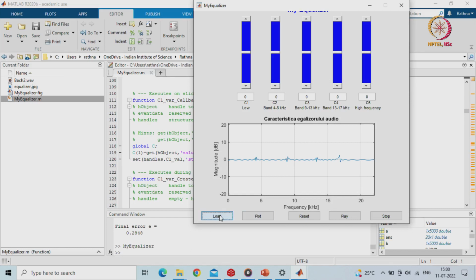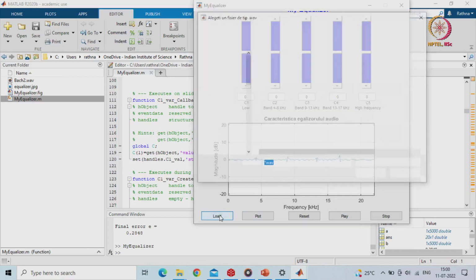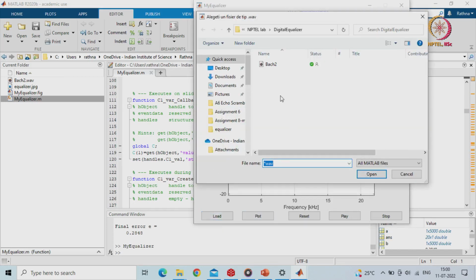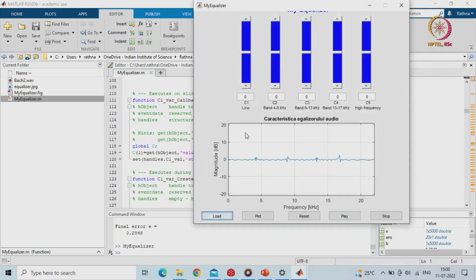So, now we will see that. Load the wave file which has come by default, and then if you want to plot, you can plot. This is what you will be seeing after equalization, and we will vary it and see how it is going to look. Okay. So, we will play it now with all of them in equal positions.